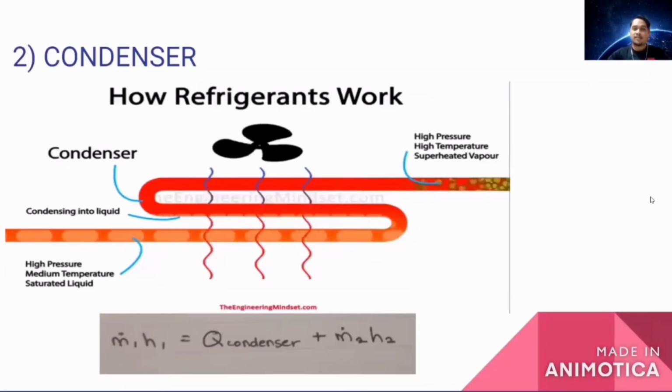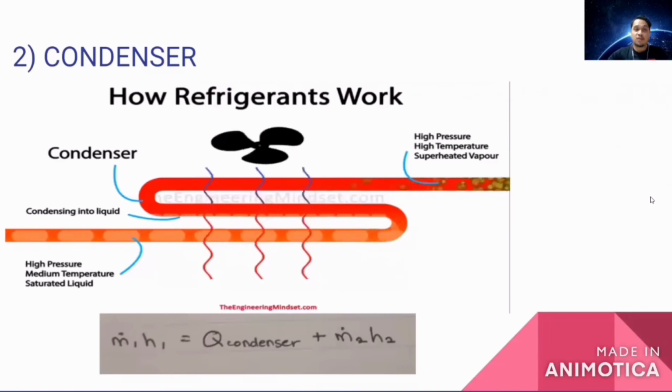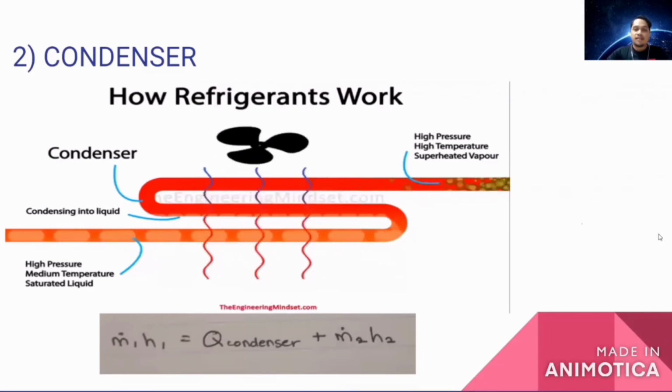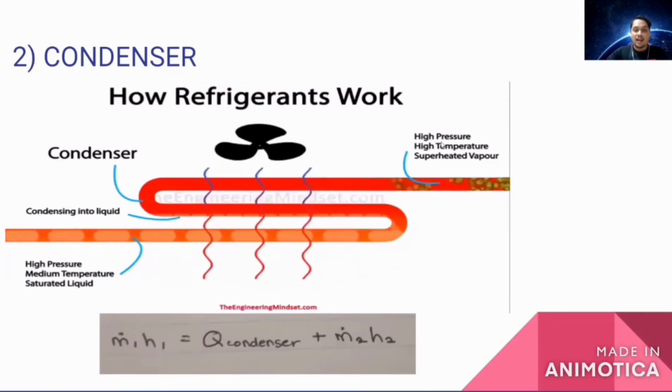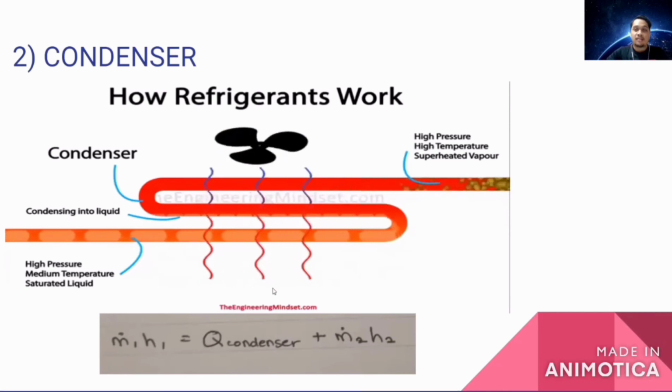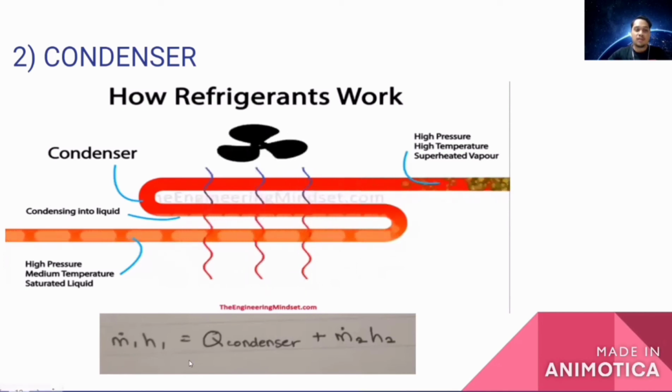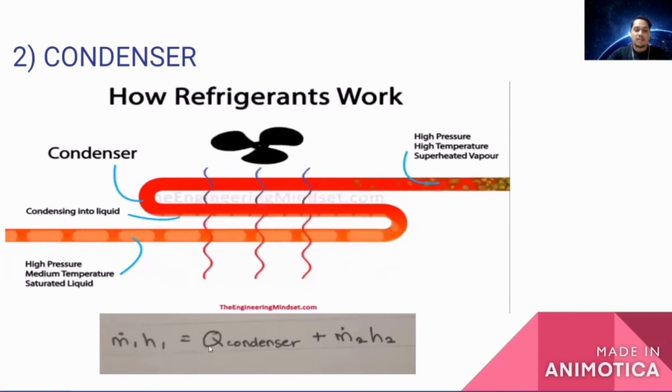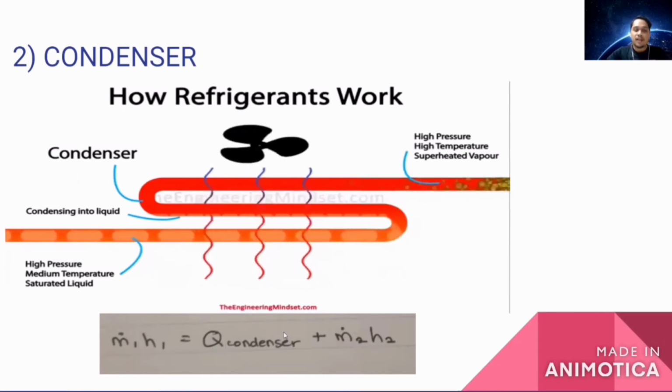Now we see the second analysis of the refrigerant, which is the condenser. The condenser will have the high pressure and high temperature refrigerant. The refrigerant will flow through the condenser coil and release the heat. That's why the equation of the condenser only contains the Q out. The Q out explains the heat that is released.